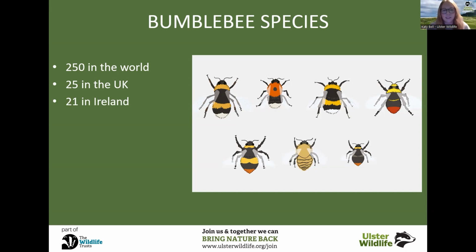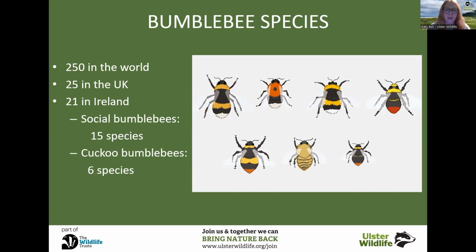Now, this 21 species is made up of 15 true bumblebee species, or social bumblebees. So they are the true bumblebees you think of, with that life cycle that I told you about. But there's also a sneaky other 6 species, and these are cuckoo bumblebees.